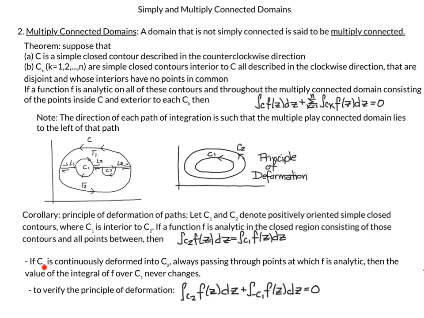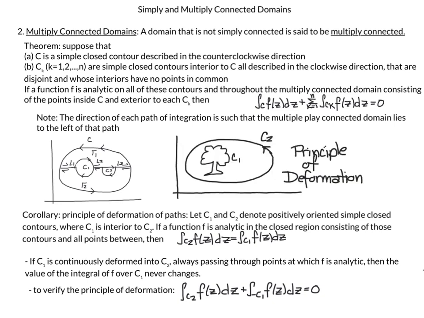And another way of saying this: if C1 is continuously deformed until we get to C2, so we take this contour and we stretch it, we pull it, or we shrink it, somehow we deform it until we eventually get to C2, always passing through points where f is analytic. This doesn't work if there are points that are not analytic, but if it's always passing through points where f is analytic, then the value of the integral of f over C1 never changes. So we can deform C1 until we get C2 without changing the value of the integral.